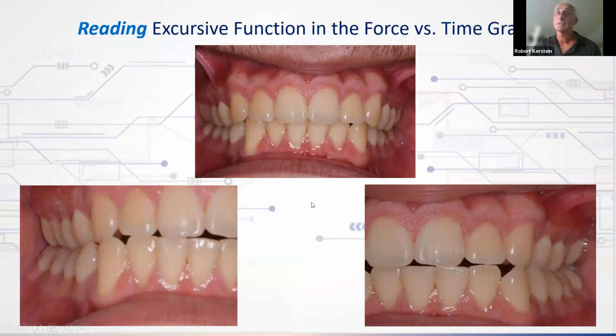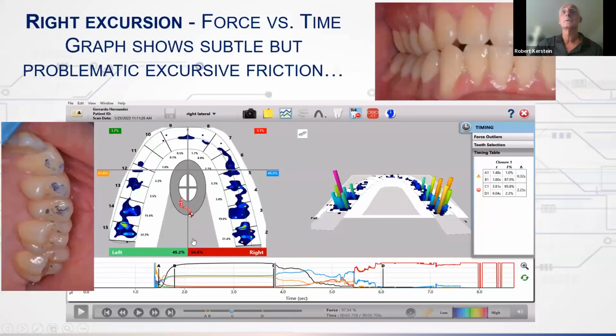So let's look at some examples of that way to look at the T-scan, to look at excursions with the T-scan. So here you see a patient has canine guidance bilaterally. When they go right, they don't disclude, which we're going to talk about why that is. When they go left, they don't disclude. Okay, so here's going to the right.